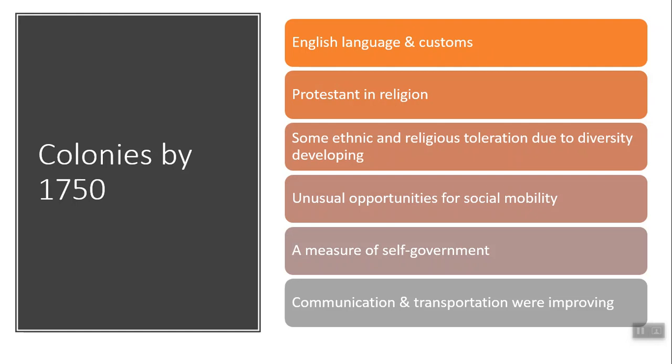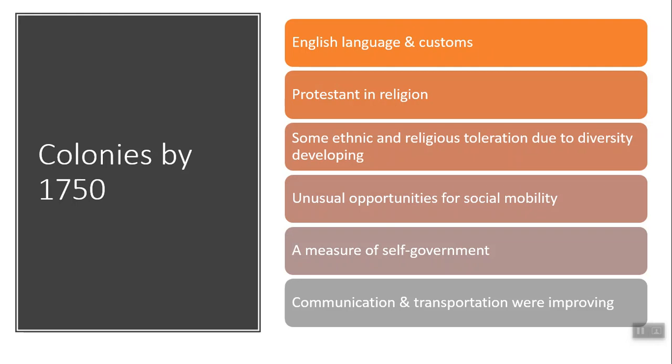So all of the colonies by 1750 were English in language and customs. All were Protestant in religion, though some had more religious tolerance than others. There was some ethnic and religious toleration due to diversity developing. Most of that was in the Middle Colonies, but you do start to see it developing in some of the New England colonies or even Southern colonies.